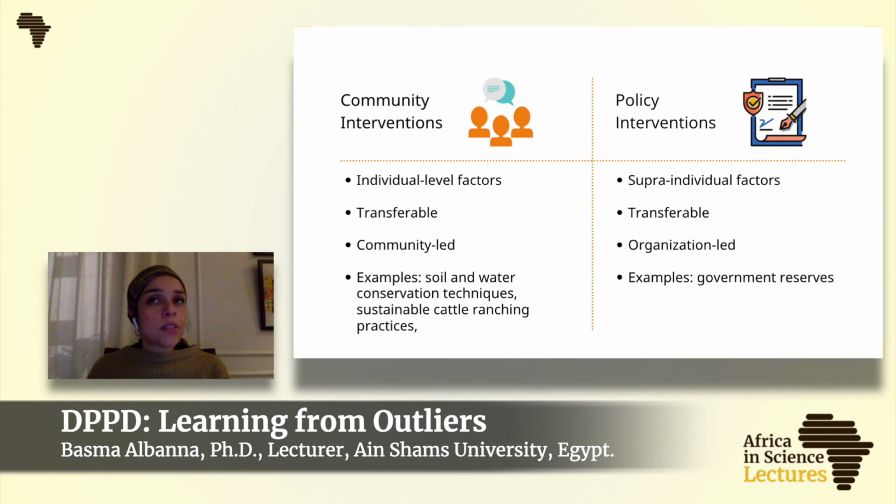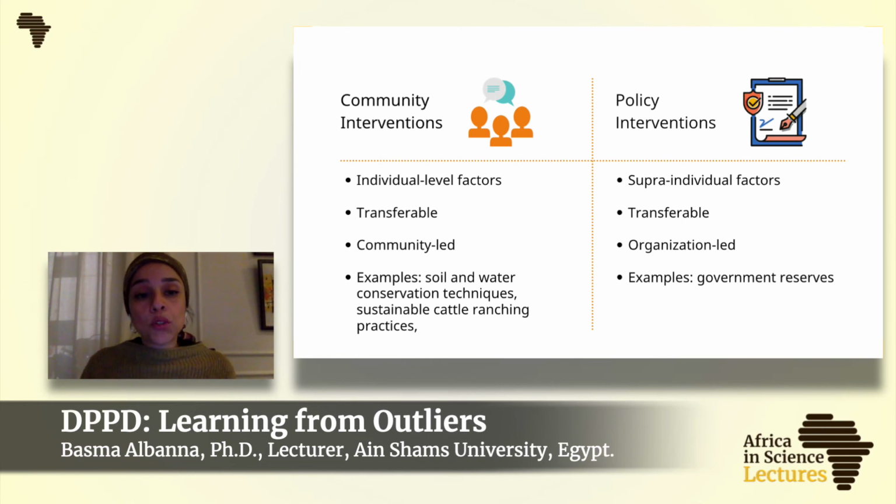As I mentioned previously, they rely mainly on participatory methods where you bring the non-positive deviants with the positive deviants and they learn and see from themselves how this scaling or how those solutions are working. So an example would be soil and water conservation techniques or sustainable cattle ranching practices, where non-positive deviants would see and learn from the positive deviants how to do them.